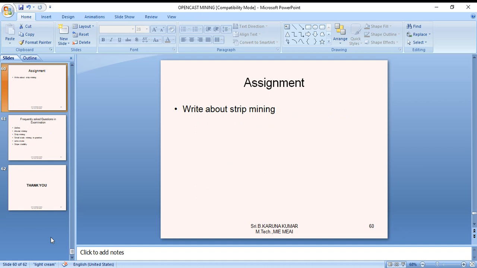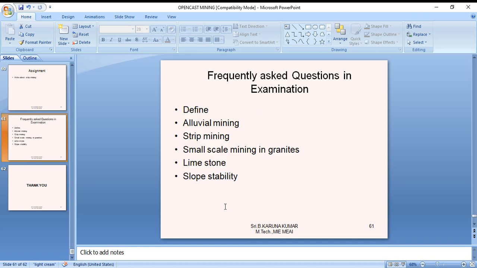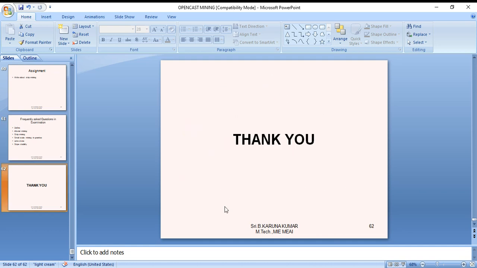Write a brief about our assignment. This is a two-day assignment: write about stripping mining with a neat sketch that explains it. Most of these questions may be expected in the examination also, these definitions. Right.